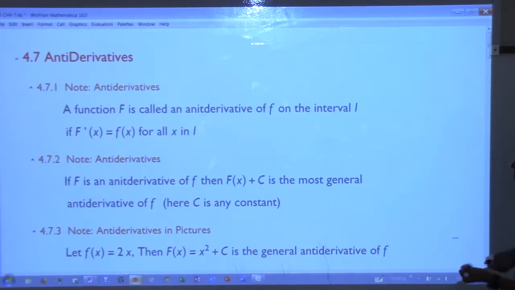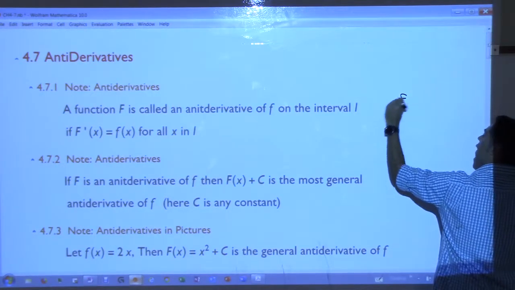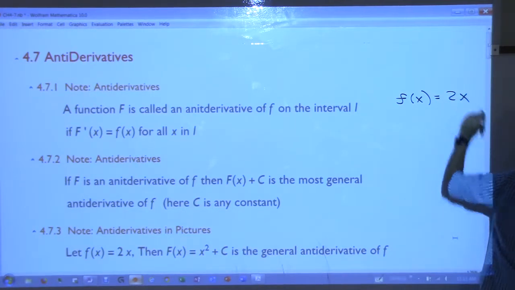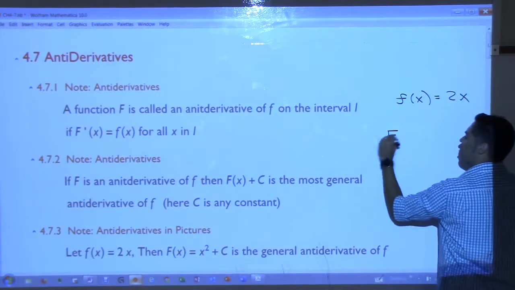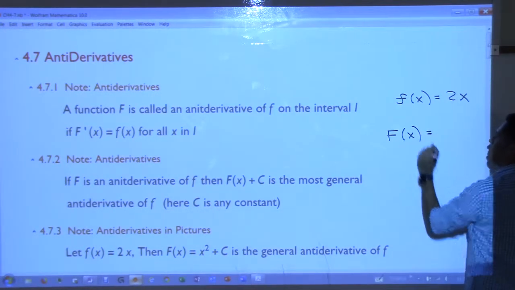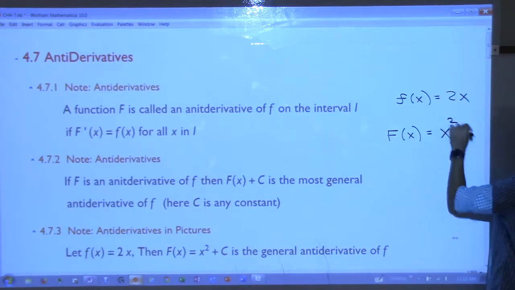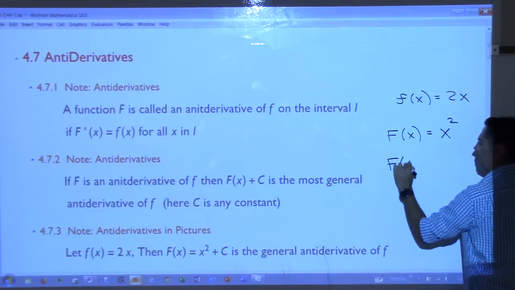So all this is saying is, let's say we have a function like 2x, all right? An antiderivative of that is any function, capital F of x, so that when I take the derivative of this, I get that. So what is an example of an antiderivative of that? X squared, right? X squared would work. Is that the only example? Can someone give me another one?